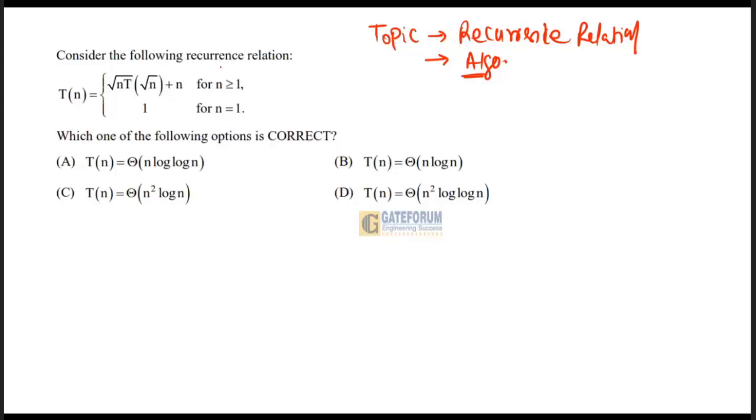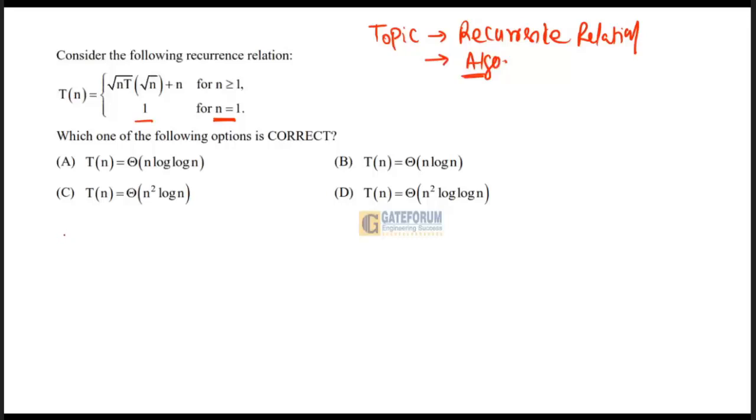Consider the following recurrence relation: T(n) equal to under root of n times T of square root of n plus n, for n greater than or equal to 1, and the base condition given is T(1) equal to 1. It is the base condition given in the recurrence relation. Which one of the following options is correct? So here four options are given and we need to figure out which one is correct. For that we need to make the characteristic equation, and thereafter solve. So let's see the step by step solution for this.